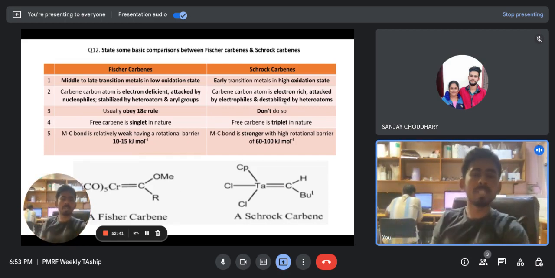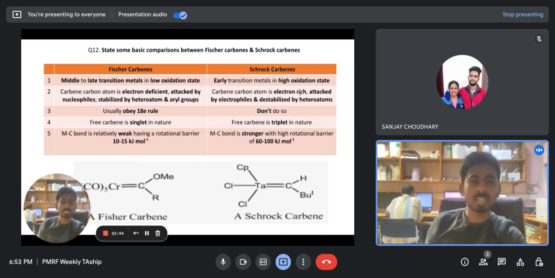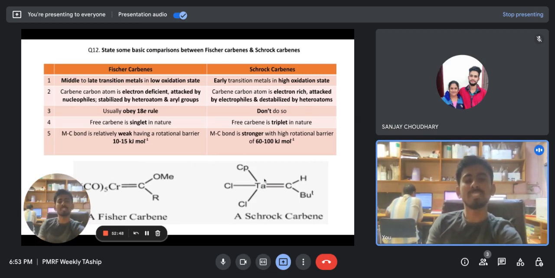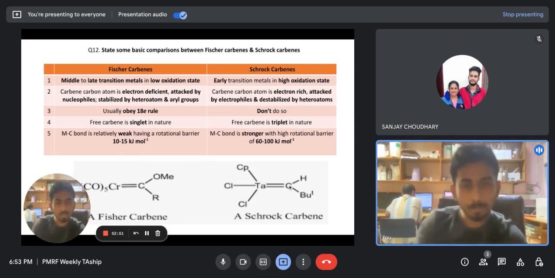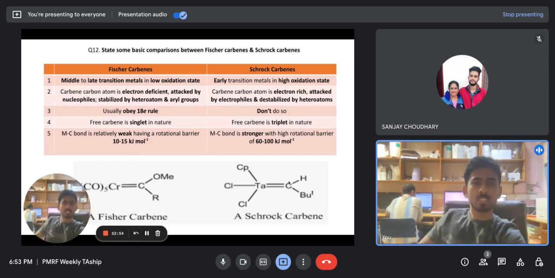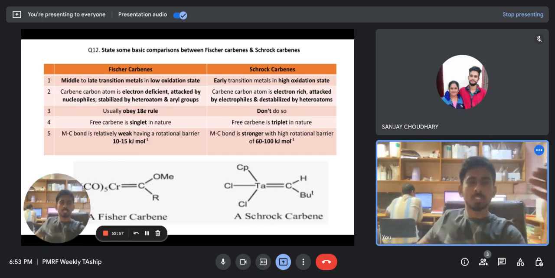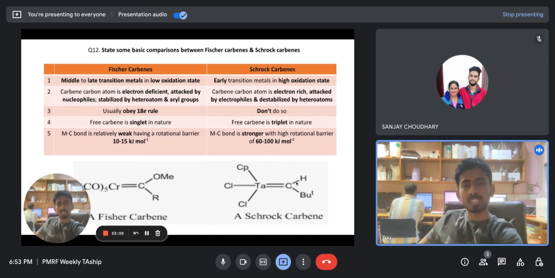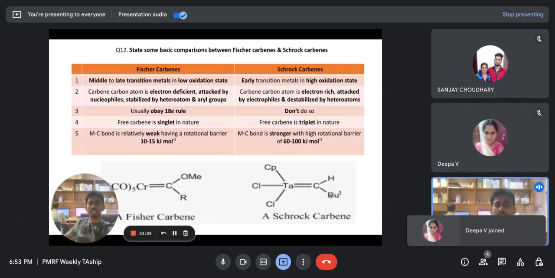But in the case of the Schrock carbene, the entire thing is reversed. In this case, the carbon is electron rich, because tantalum is electron deficient. So the electron-rich carbon will be attacked by electrophiles, which are nothing but protons or SO2 or SO3 kinds of molecules. It is destabilized by any kind of heteroatom, because it is already negatively charged. If we connect it to OMe groups, SMe, or phenyl groups, there will be lone pair electron density repulsion between these two centers. That's why in all cases of Schrock carbene, the carbon is bound to either neutral hydrogen or alkyl groups.